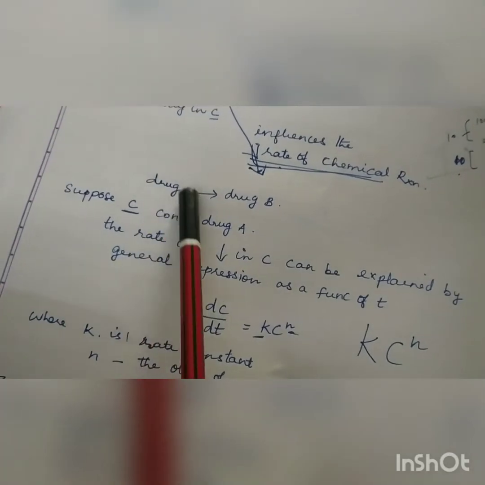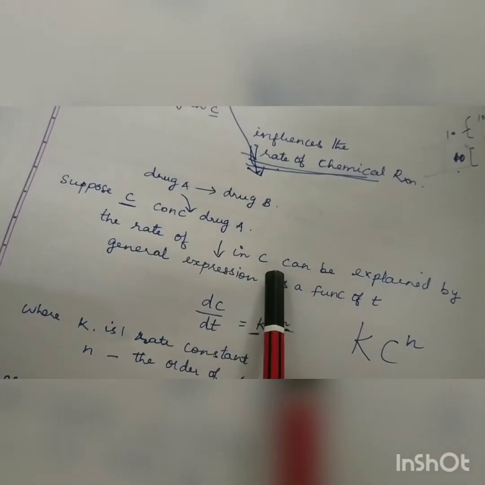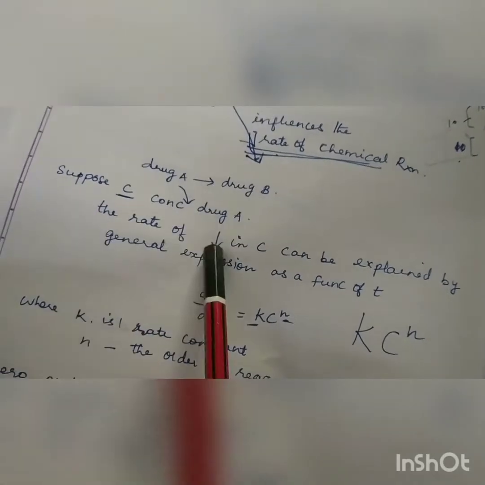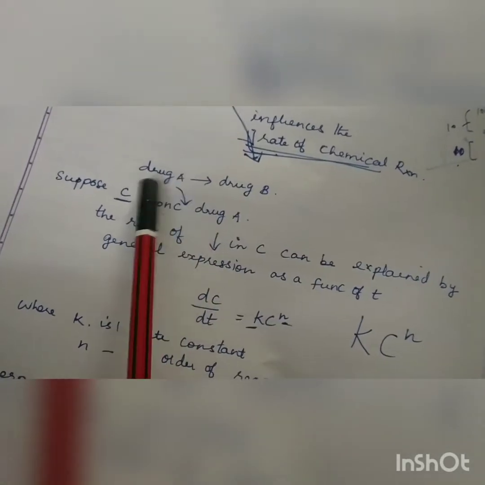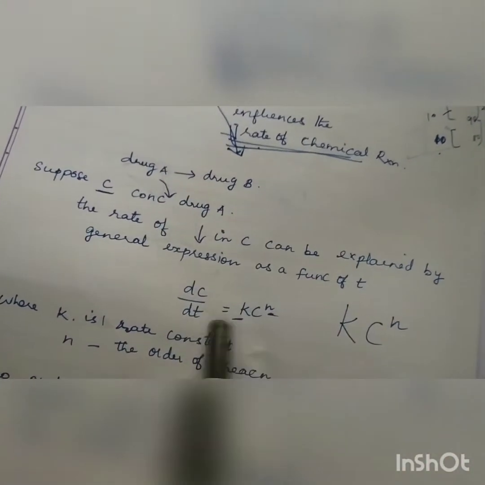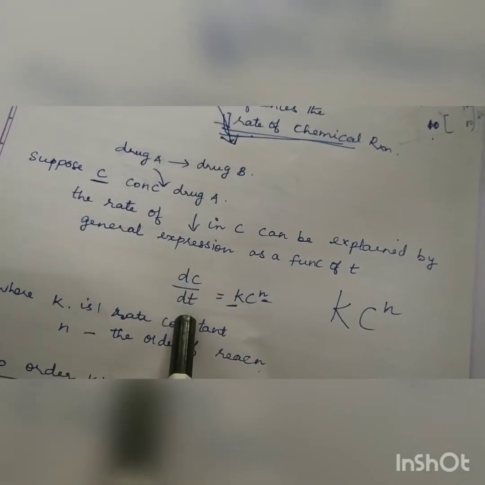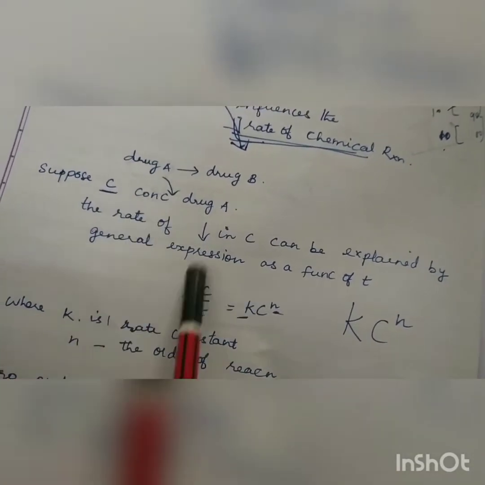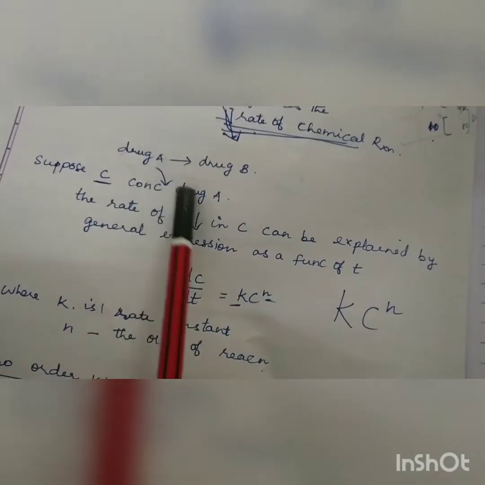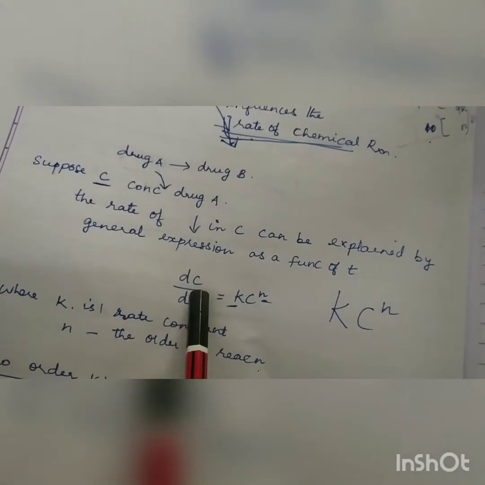Suppose we keep the concentration of the drug A, that reduces the rate of reducing concentration. So as the reaction proceeds, the concentration of the drug A gets decreased. So the rate of reaction is usually written in terms like this, dC by dt. Here the rate of reaction is written as a function of concentration.